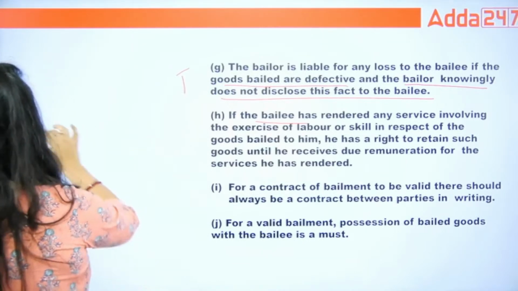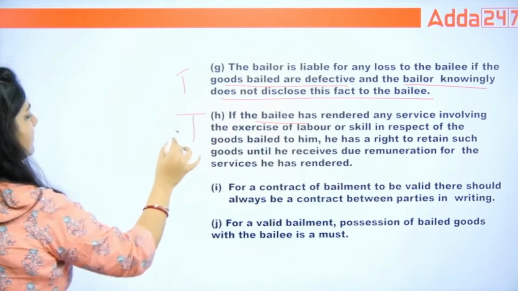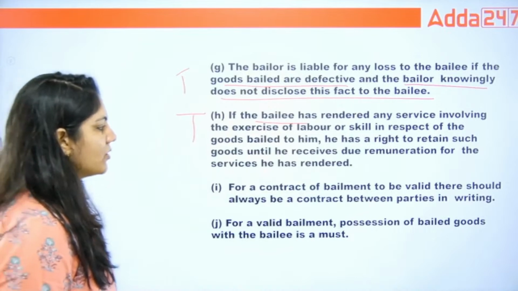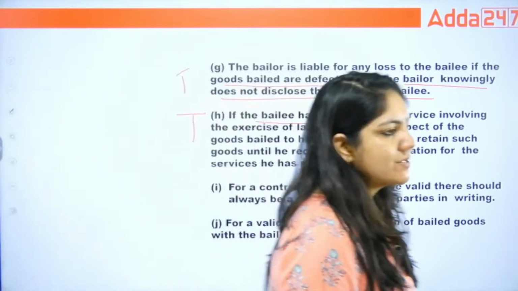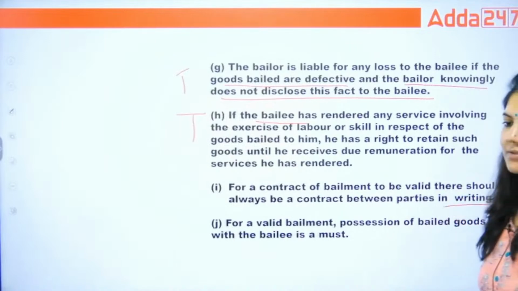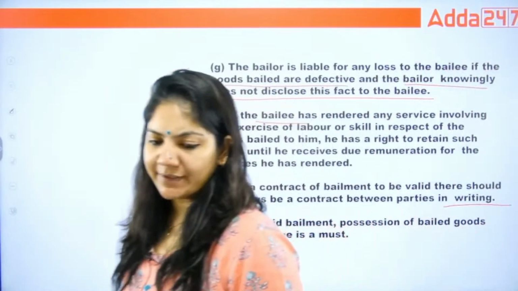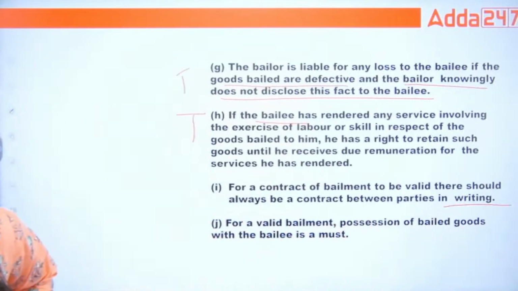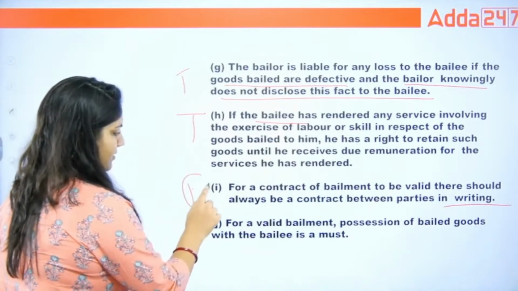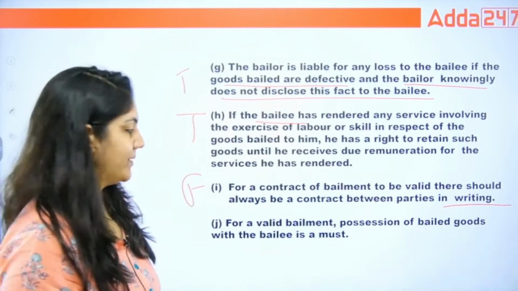H, class, this is absolutely true. For a contract of bailment to be valid, there should always be a contract between parties in writing. Is it necessary, class, that the contract of bailment should be in writing? No, this is not compulsory, because the contract may be express or implied.